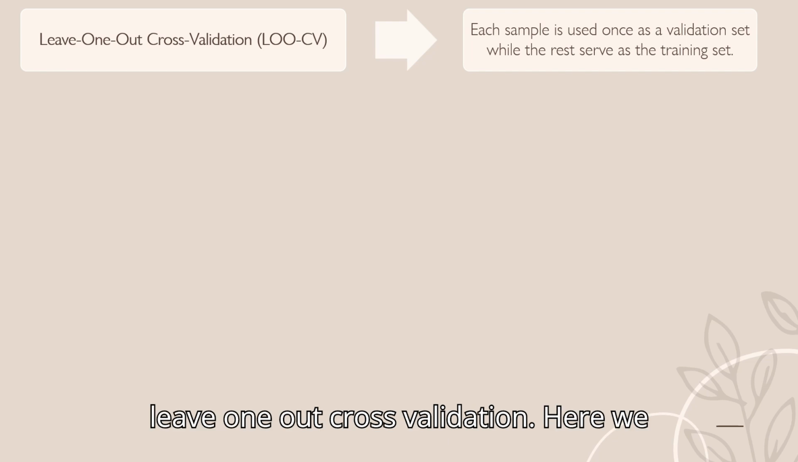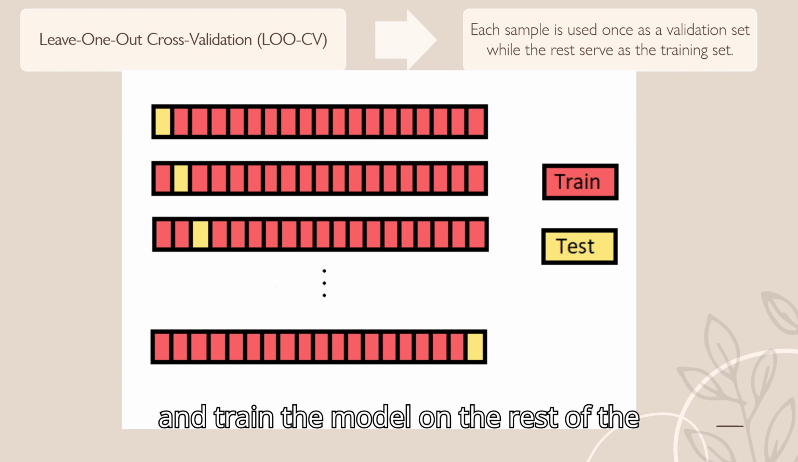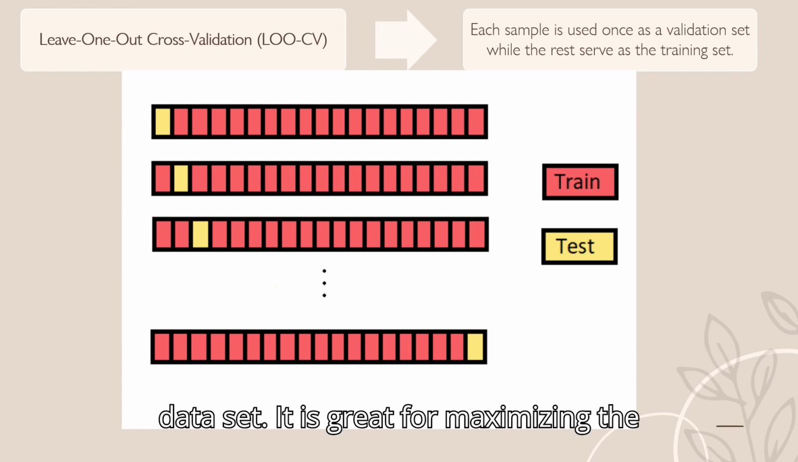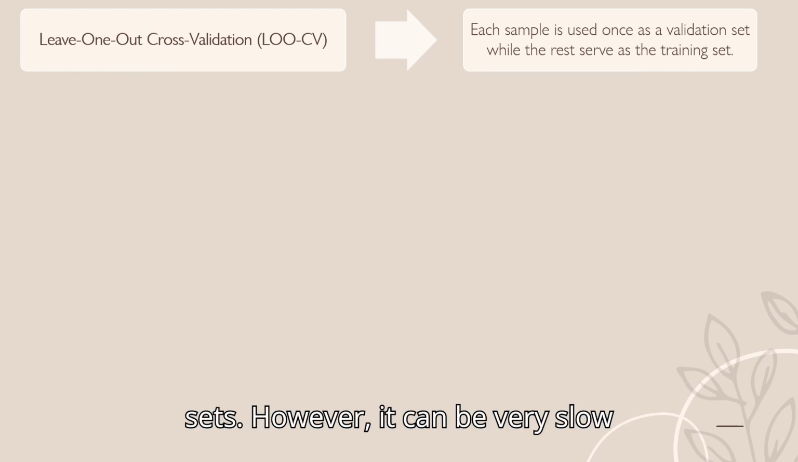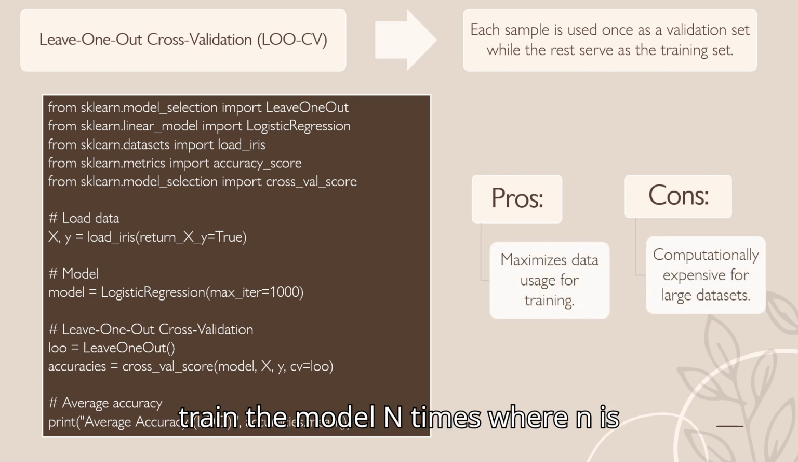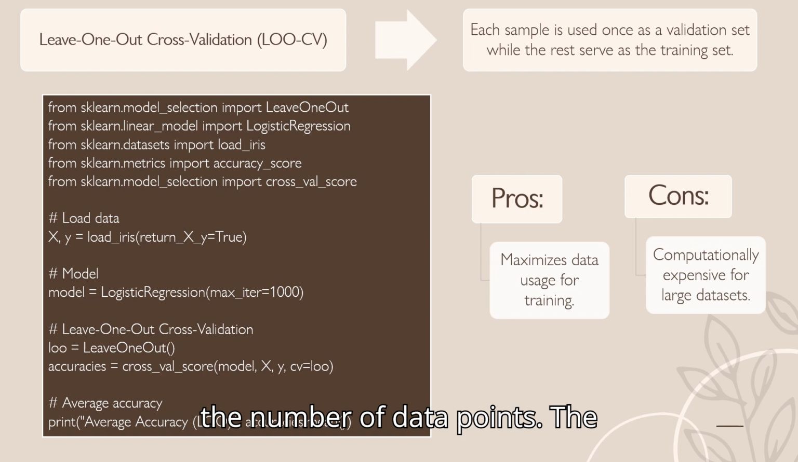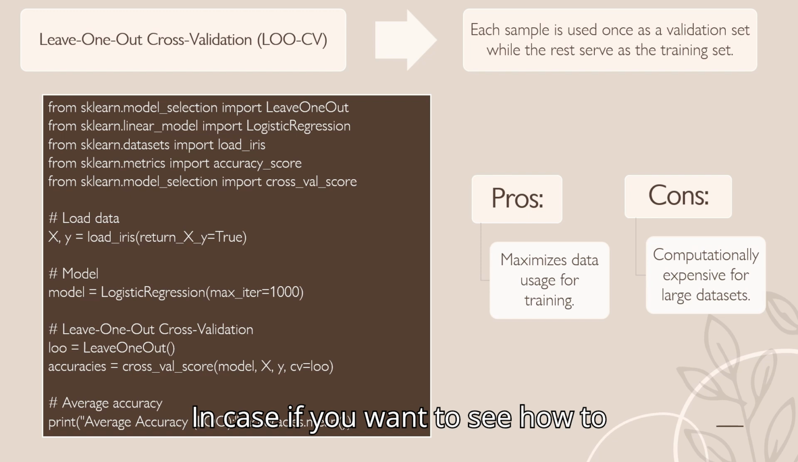So first up is leave one out cross-validation. Here we treat each data point as a validation set and train the model on the rest of the data set. It is great for maximizing the training data, especially for small data sets. However, it can be very slow for large data sets because we need to train the model n times, where n is the number of data points. The computational cost is the main drawback here. In case you want to see how to implement this in Python using the sklearn library, the step-by-step algorithm is on the screen.